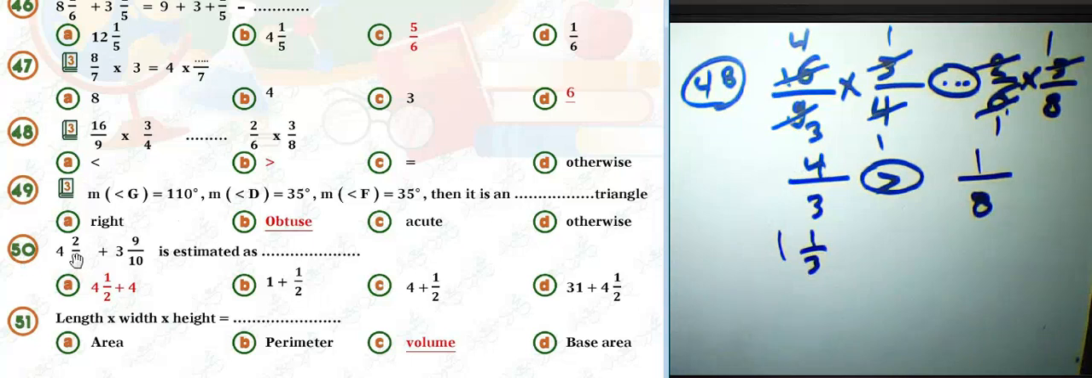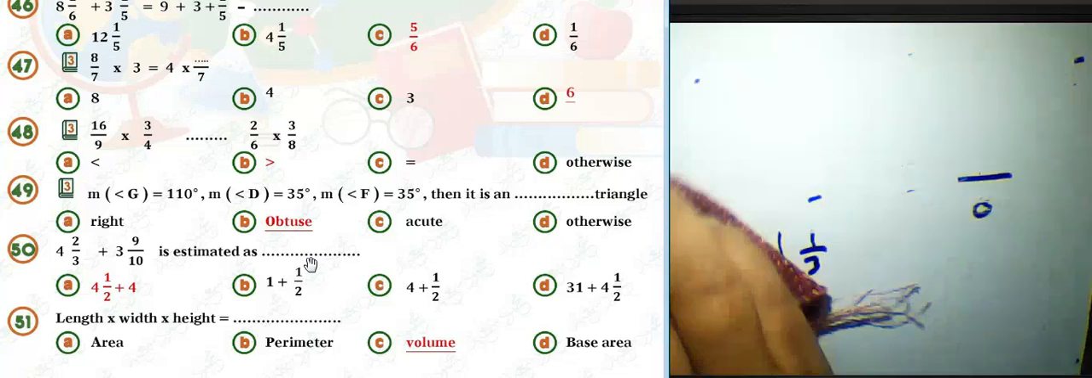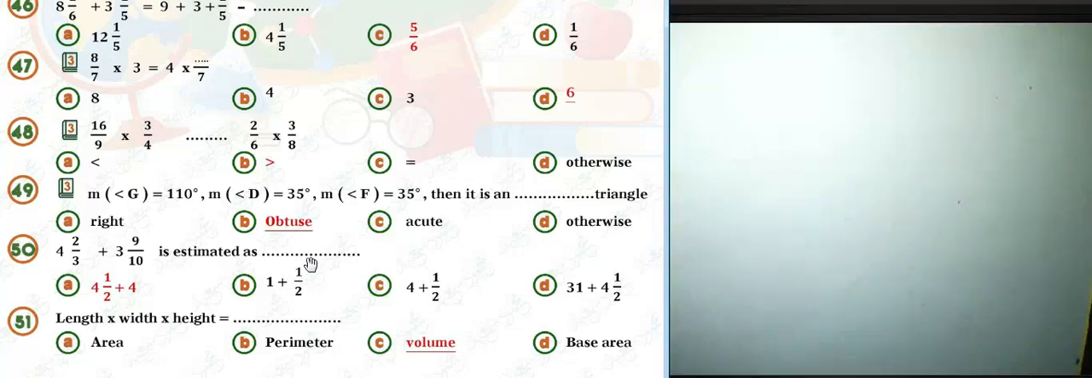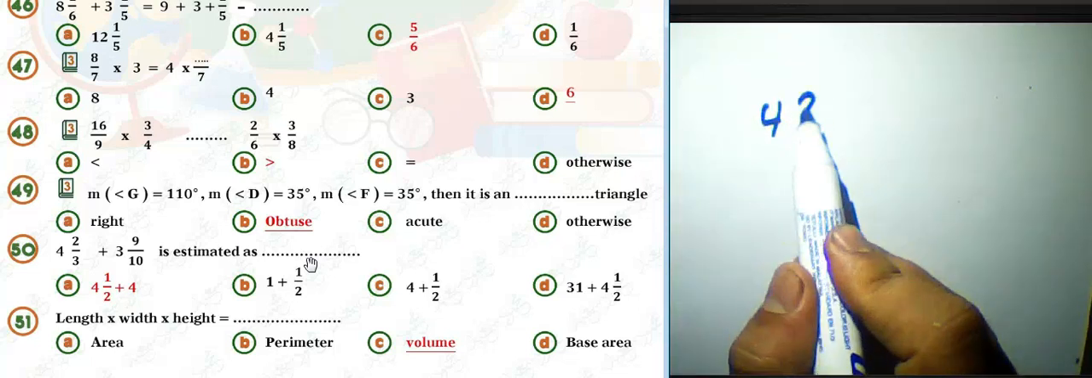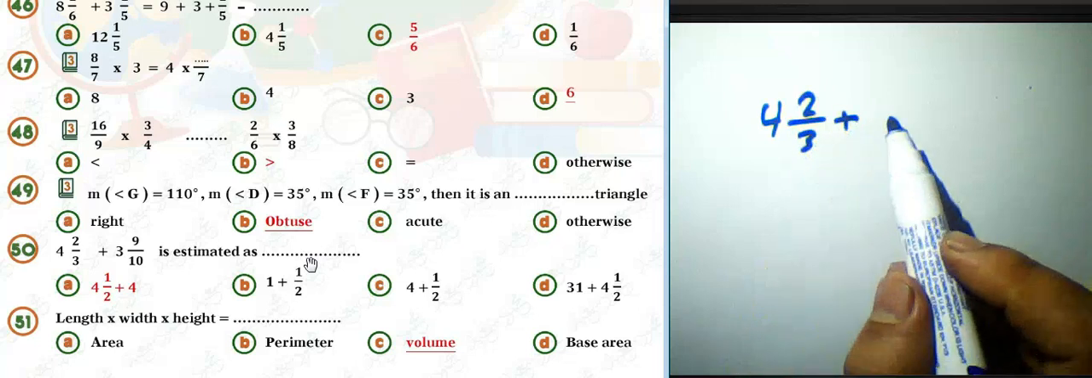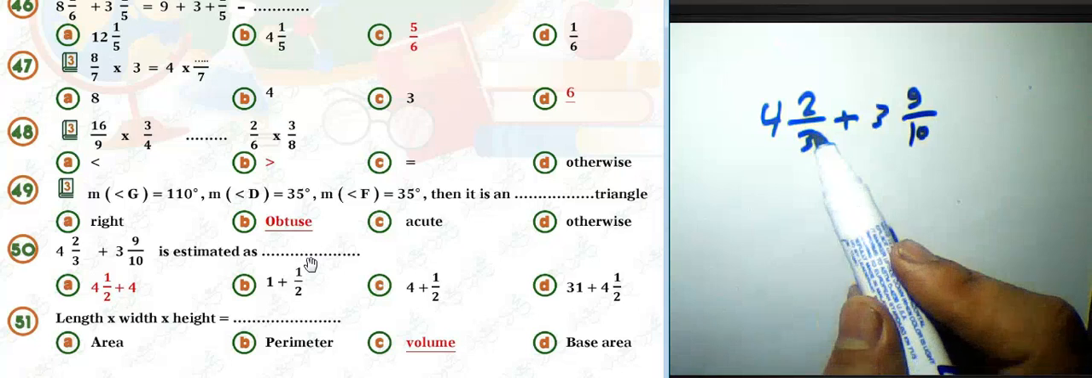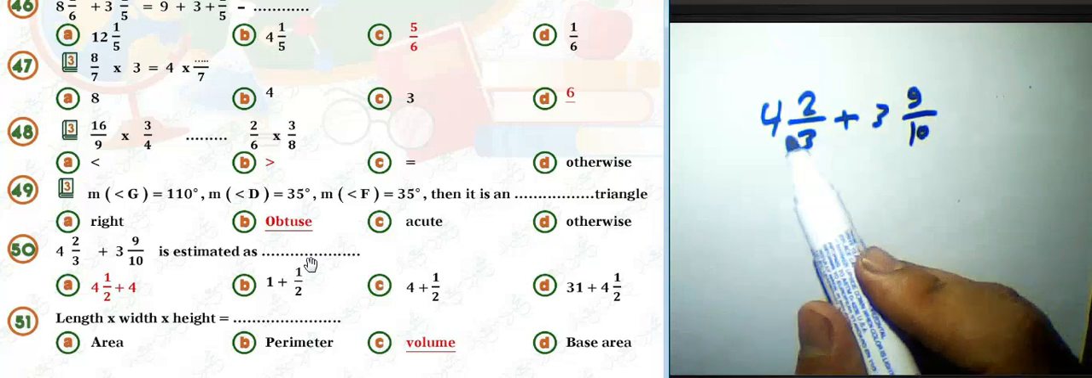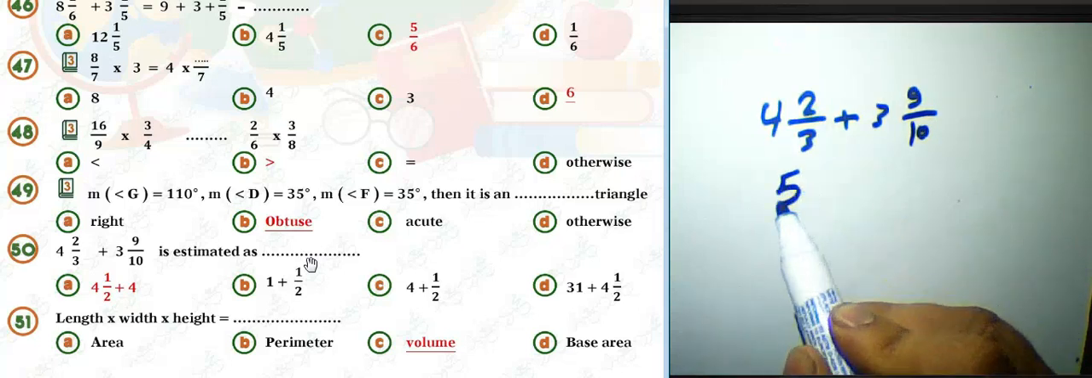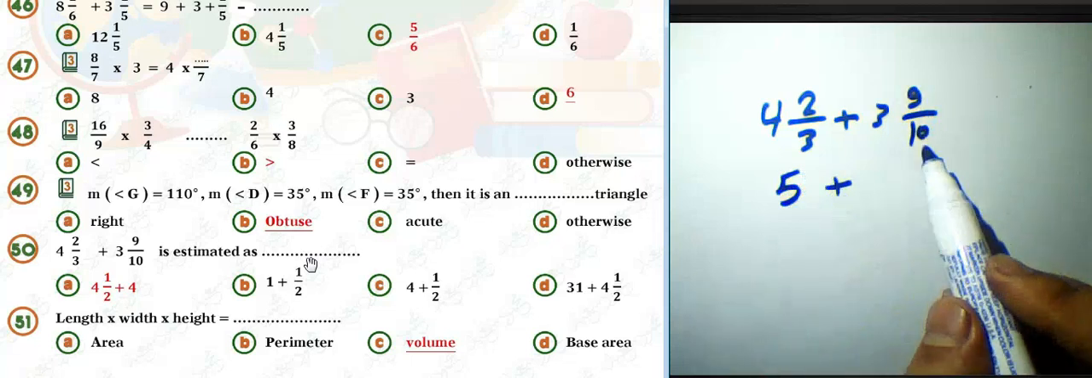Question 50. 4 and 2 over 3 plus 3 and 9 over 10 is estimated as what? By using benchmarks. Okay, I use benchmarks about this example. 4 and 2 over 3 plus 3 and 9 over 10. 2 is nearest to 3. So 4 and 2 over 3 it will be 5. And 9 nearest to 10.